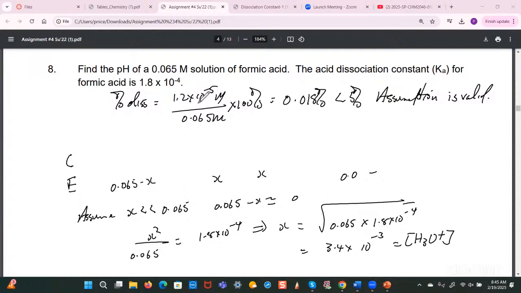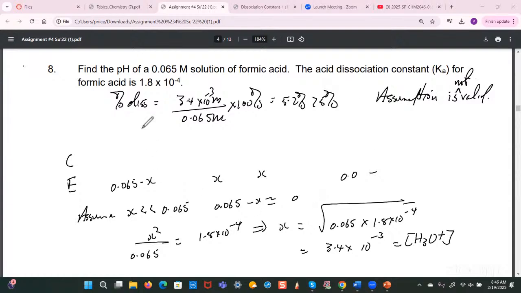So that means we have to change this as well up here. So this would be 3.4 times 10 to the minus 3 M. So let's see what that gives. 3.4 times 10 to the minus 3 divided by 0.065 times 100. Okay, so we got a percentage which is greater than 5%. We got 5.2%. Greater than 5%, which means that the assumption is not valid.